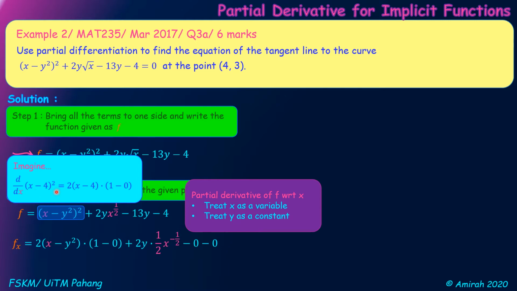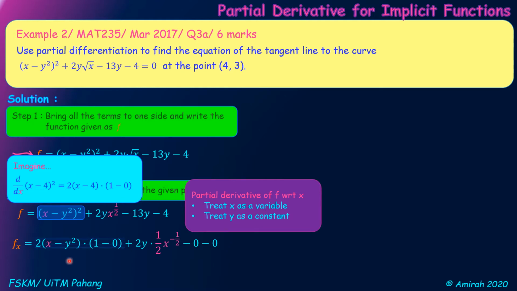So we can use the generalized power rule. We move the power 2 to the front, so we get 2, and then we copy x minus 4 in the bracket, to the power of 1 because 2 minus 1. After that, we multiply by the derivative of what is in the bracket. When we differentiate x, it equals 1, and when we differentiate minus 4, we get minus 0.